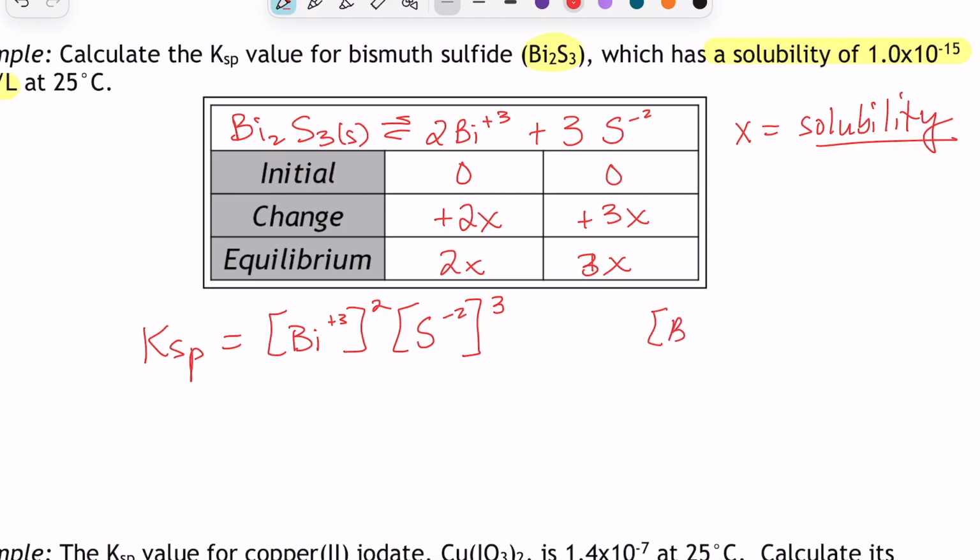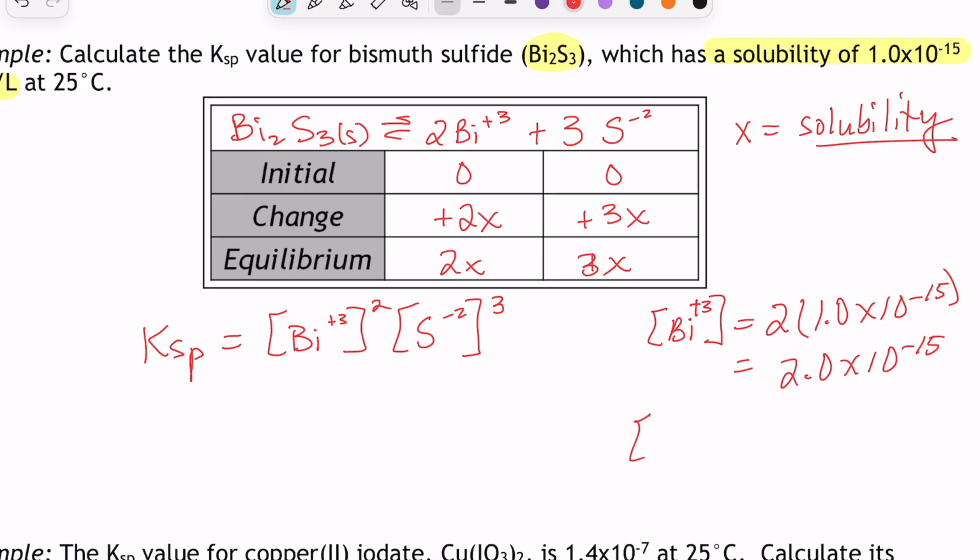All right, so I'll just do this over here on the side. The Bi concentration at equilibrium is going to be 2 times the solubility, 1.0 times 10 to the negative 15. Okay, so that's going to be 2 times 10 to the negative 15. My sulfide concentration is going to be 3 times x, and we know x is the solubility, so it's 3 times 1.0 times 10 to the negative 15. So we get 3.0 times 10 to the negative 15. All right, so far so good.